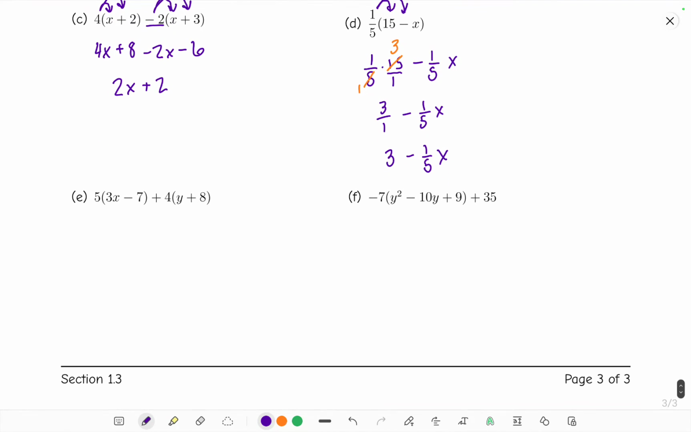And then finally for section 1.3 we have E and F. So for E, distribute this 5. So 5 times 3x is 15x. 5 times negative 7 is negative 35. 4 times y is 4y. And then 4 times 8 is 32. And again, we combine like terms. Well, 15x and 4y are not like terms, so I can't combine them. But negative 35 plus 32 is negative 3.